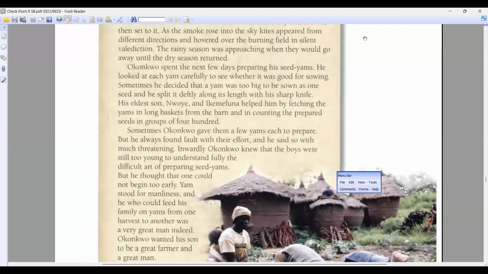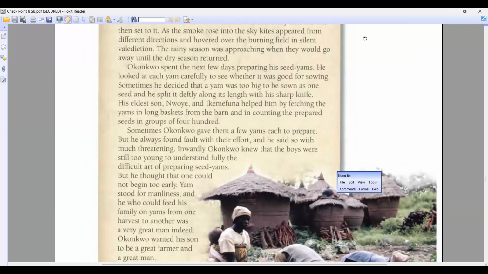Number 4. Men are judged by how good they are at growing yams. True or false? I think true. Yes. Where? Yam stood for manliness. Yes, correct. And next, number 5.